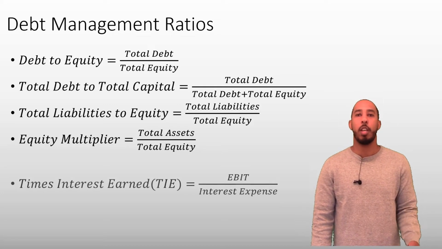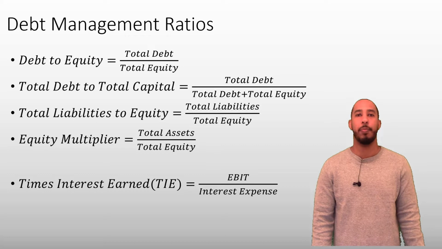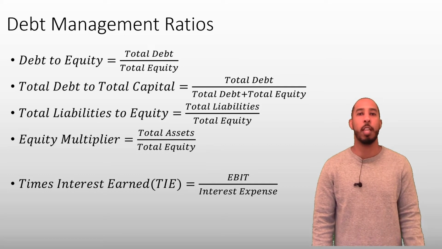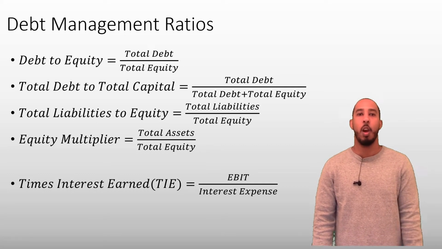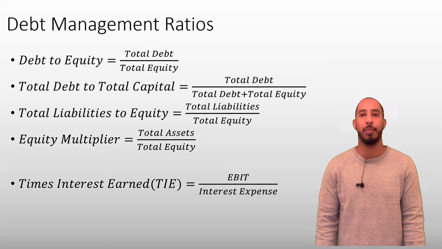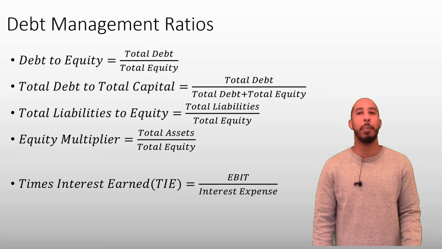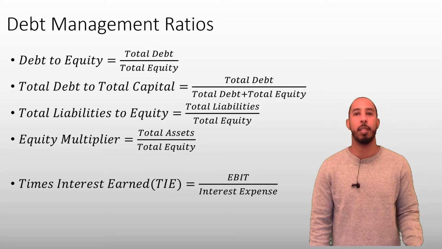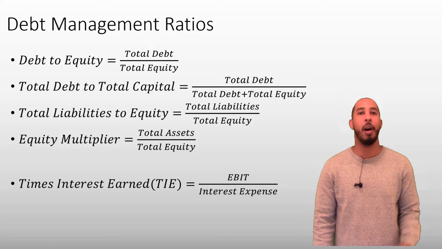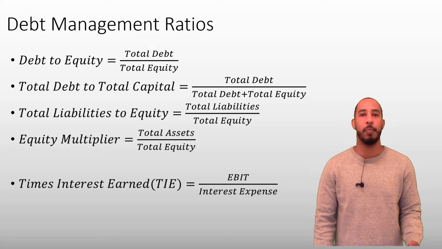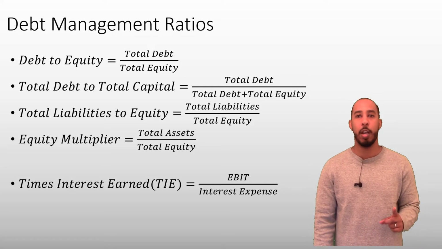The final ratio here is times interest earned, which is computed as earnings before interest and taxes, that's EBIT, over interest expenses. This ratio is going to tell us how the company is able to pay off its required interest payments. Are they barely making enough operating profit to make its interest payments, or do they have a lot of cushion? Picture this ratio being equal to 1.